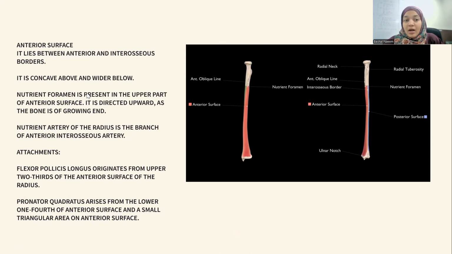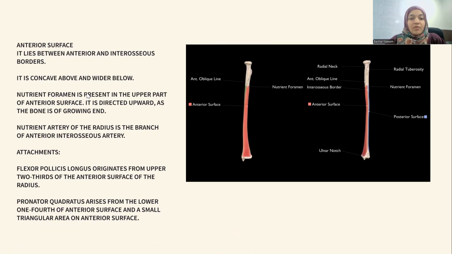Why is it directed upwards? As the bone is of growing end. So the upper part is the growing end of the bone, right? That's why the nutrient foramen is pointed upwards, and sometimes they even ask you this in the viva. Which nutrient artery is present in the radius? It is the anterior interosseous artery.